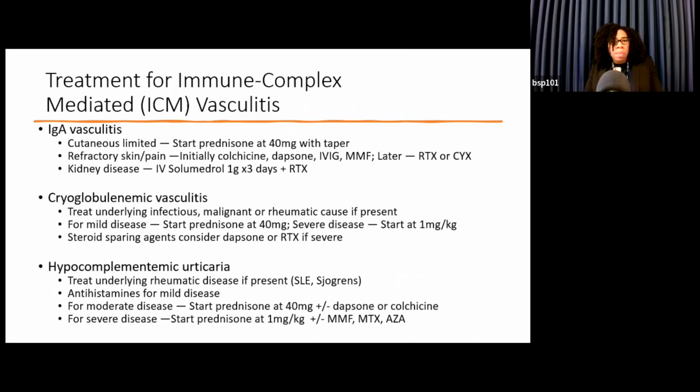For hypocomplementemic urticaria, treating the underlying rheumatic cause, if it's lupus or Sjogren's, is very helpful, as well as if it's due to an allergy, treating with antihistamines can be very important, and particularly referral to allergy immunology might also be helpful. And then for moderate disease, I would start with prednisone around 40 milligrams, and then considering dapsone or colchicine. And then for severe disease, a higher steroid dose with MMF, methotrexate, or azathioprine.